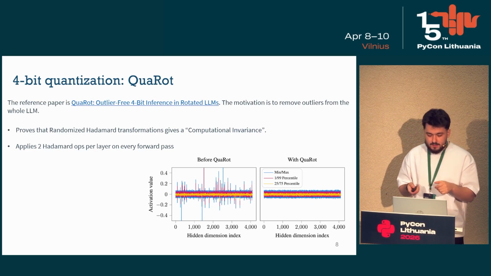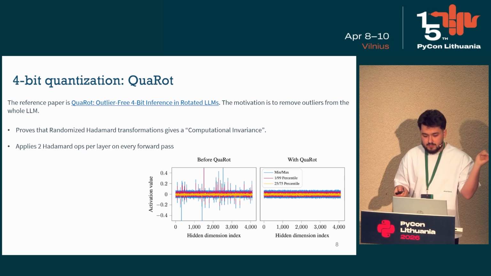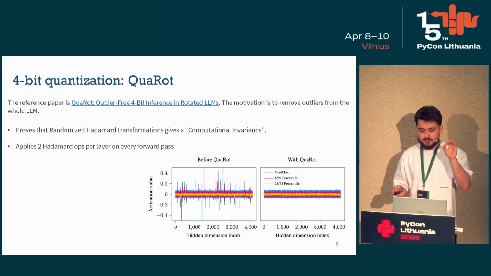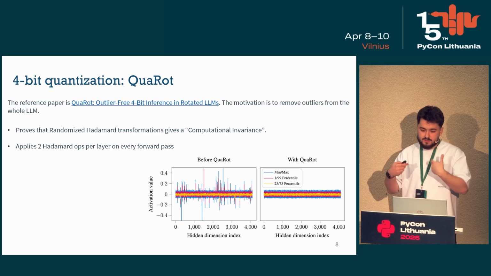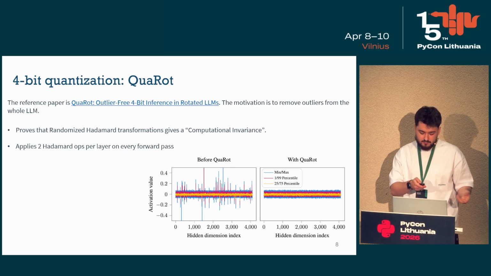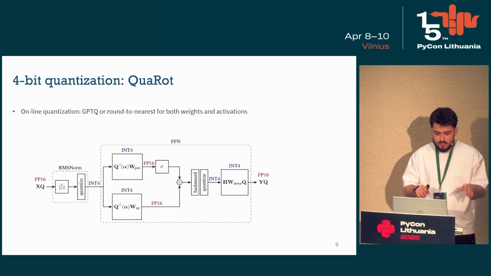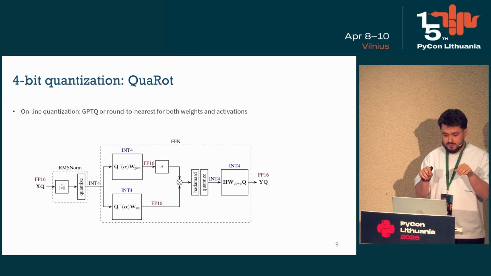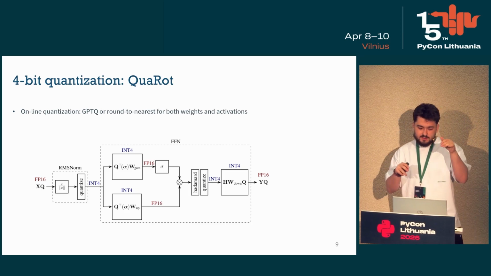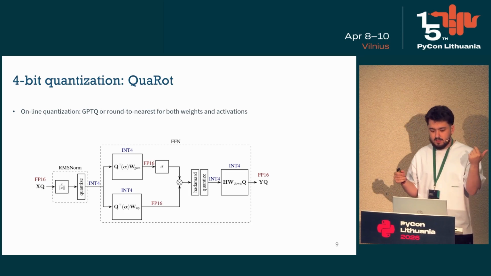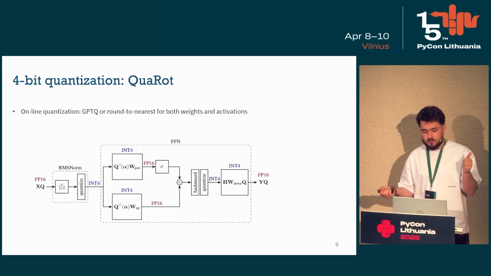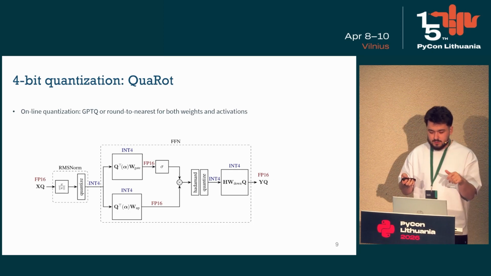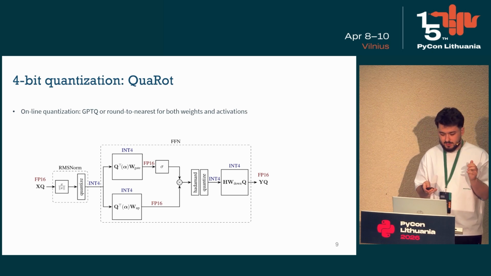Here's the example. Before QuaRot and with QuaRot, throughout the hidden dimension of Phi Silica, we see that the spikes or outliers have been removed, which means that after applying quantization, we will have much less quality loss compared to before QuaRot. And here's how it looks. It's a feed-forward network layer in which we plug in this Q matrix in several places, so that the multiplication of Q and Q transposed is the identity matrix, which guarantees us the computational invariance.